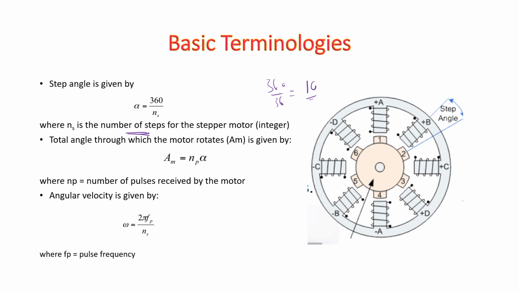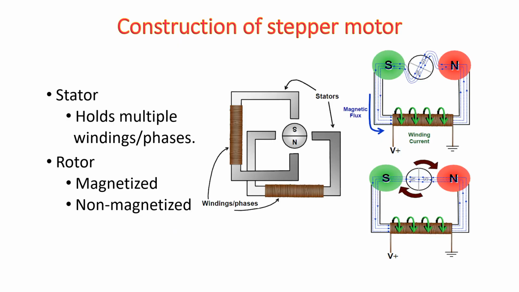So likewise, you can decide the number of steps. Accordingly, you can find out the step angle. Then this is how we can find out the angular velocity, and then this is the total angle. And we'll see the construction of the stepper motor.